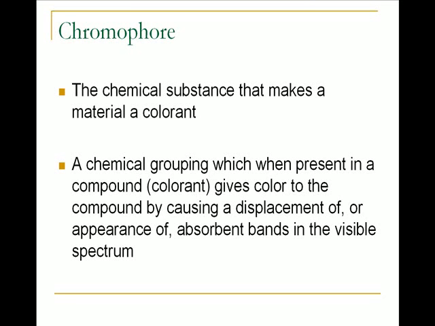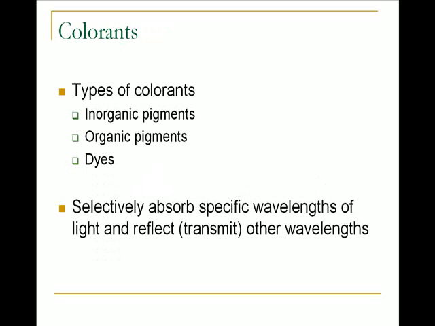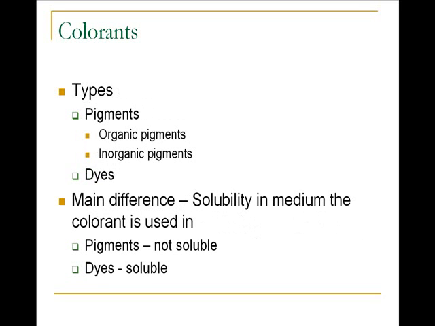There are several types of colorants. There's pigments and dyes. We can divide pigments into organic or inorganic pigments, and then dyes are another category. They both selectively absorb specific wavelengths of light and either reflect or transmit other wavelengths. Types of pigments: organic and inorganic pigments, and dyes, with the main difference between the two of them being solubility in the medium the colorant is used in.